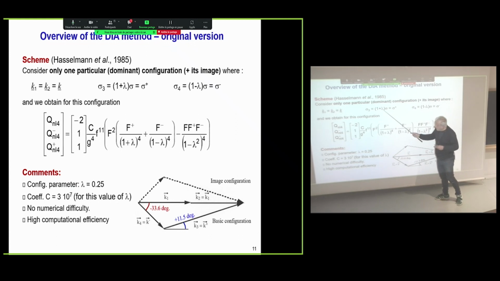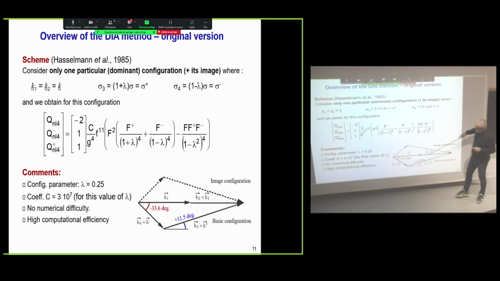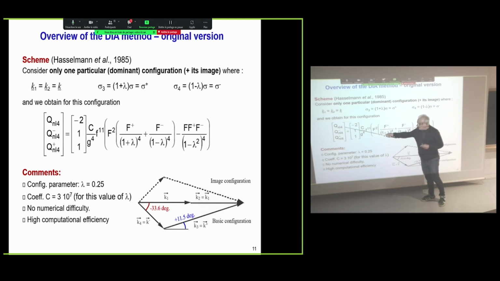When you put this into the two resonance conditions, you end up with this particular configuration, where you have k1 here, k2, which is equal to k1. k3 is here, with this angle, which is imposed by this condition and the resonance condition. And k4 is this vector. And you have the image configuration in dotted lines here. So only these two configurations are considered, which may appear quite surprising because we are greatly reducing the original complexity of the integral. And we end up with this expression of the transfer term.